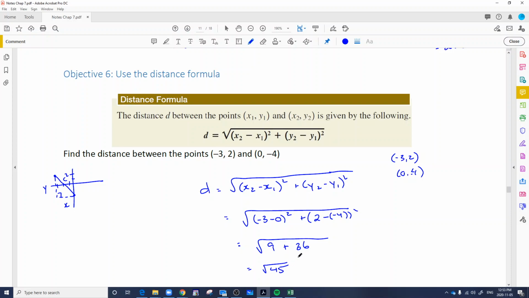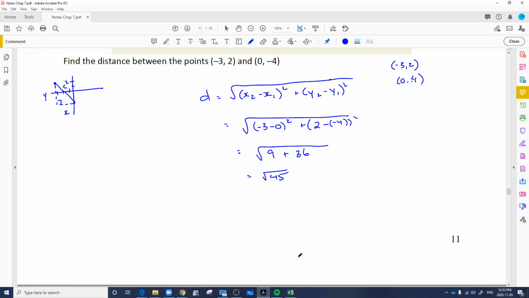And again, great answer, just not simplified. So we want to simplify our radical. So the highest perfect square that goes into 45 is 9. And then the square root of 9 is 3. So the answer would be 3 times the square root of 5.